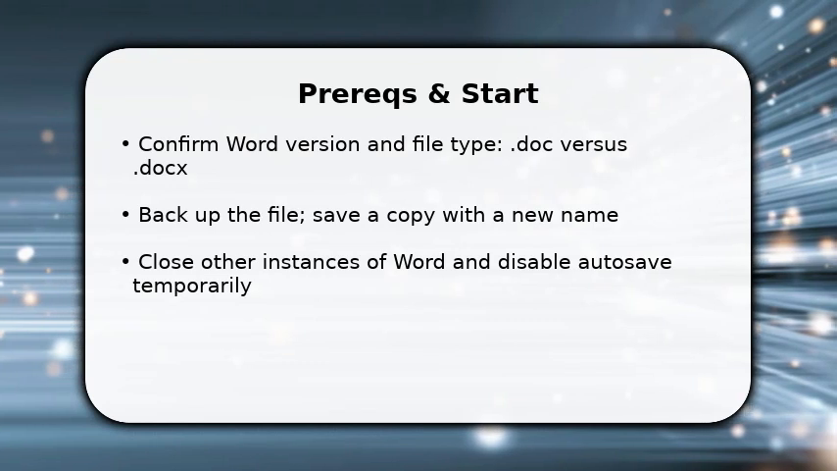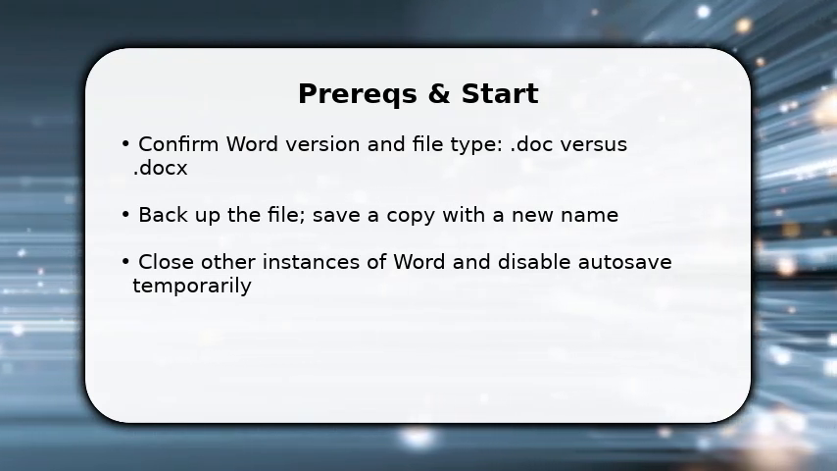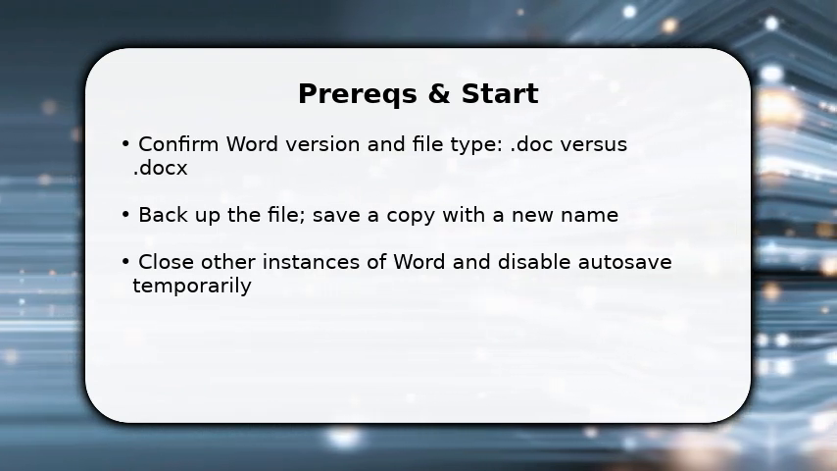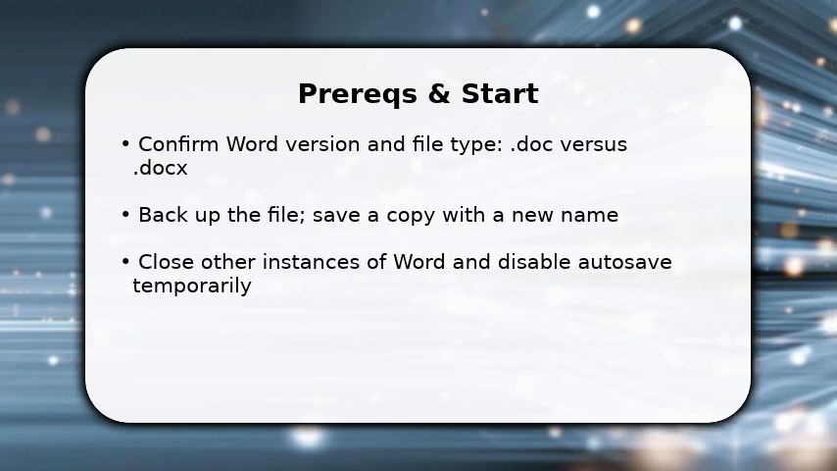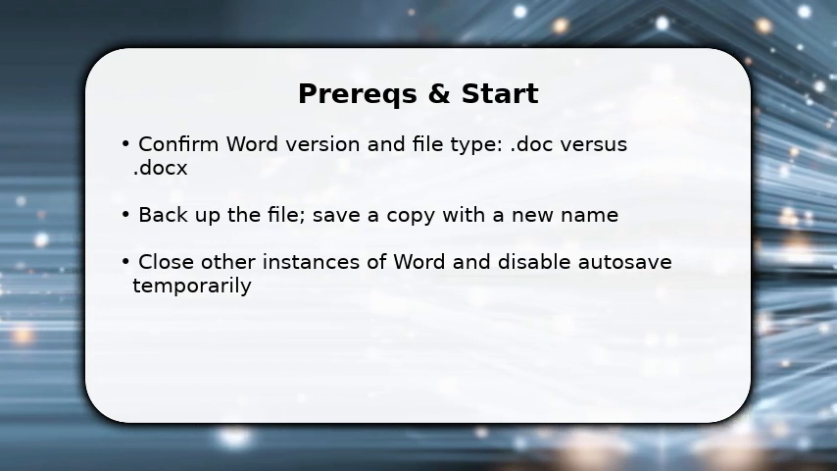You begin by confirming the basics. Know whether the document is doc or docx and which Word version you run. Once done, save a backup copy with a clear name so you can revert. Make sure to close other Word windows and temporarily disable autosave to prevent conflicts.